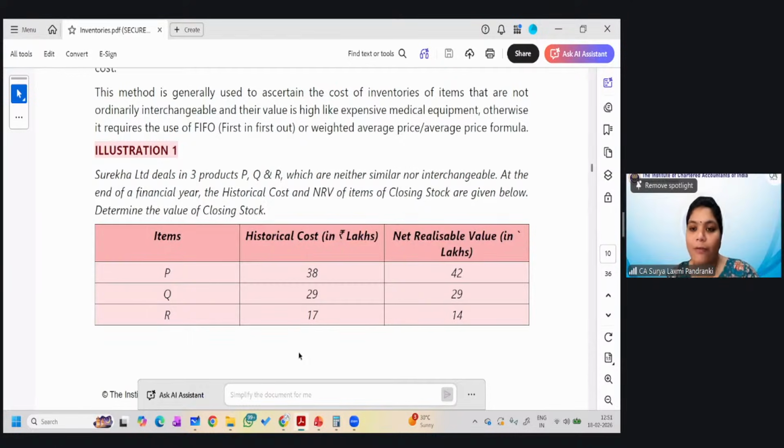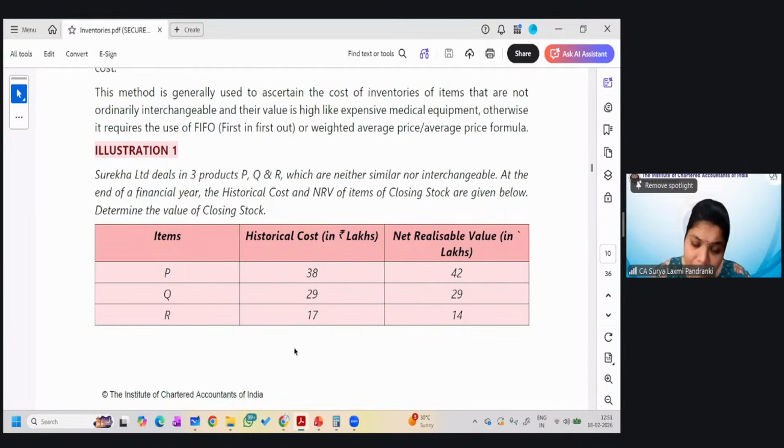That's the good part of this question: if you have to calculate the cost, you will only have to determine what is the value of P, or Q, or R. But it is directly given to you. NRV is also directly given to you. They're not asking you to calculate the cost or NRV. Both are given to you. You will only have to determine what is the value of closing stock, right?